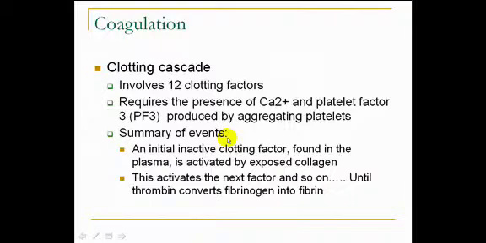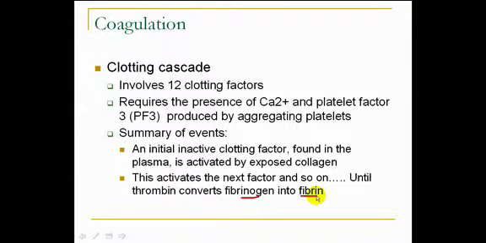And what basically happens is you have all these clotting factors in the blood, but they're inactive. And when collagen gets exposed because of a damaged blood vessel, that activates the first clotting factor in the cascade. And once you activate the first one, it then activates the next one, and so on, because it's a cascade, until you get to your final step, which is thrombin converting an inactive protein called fibrinogen into fibrin. And fibrin is the actual fiber that structurally forms the clot. It's a cascade.